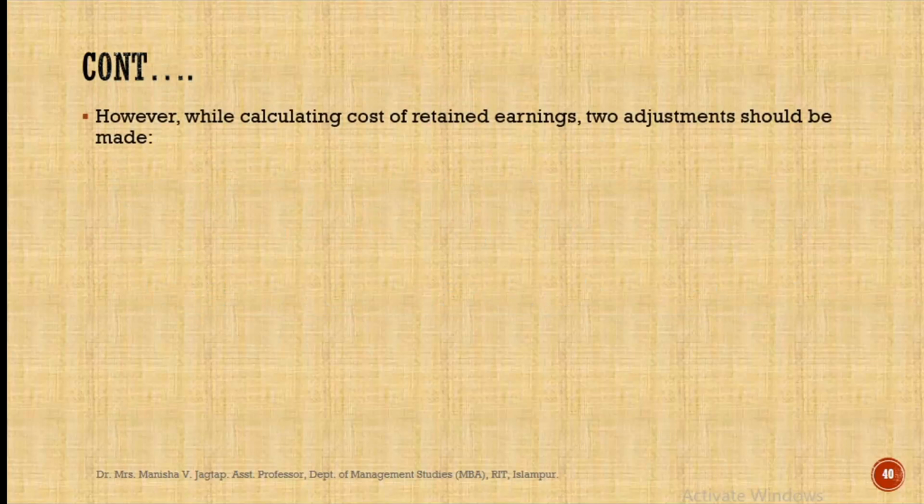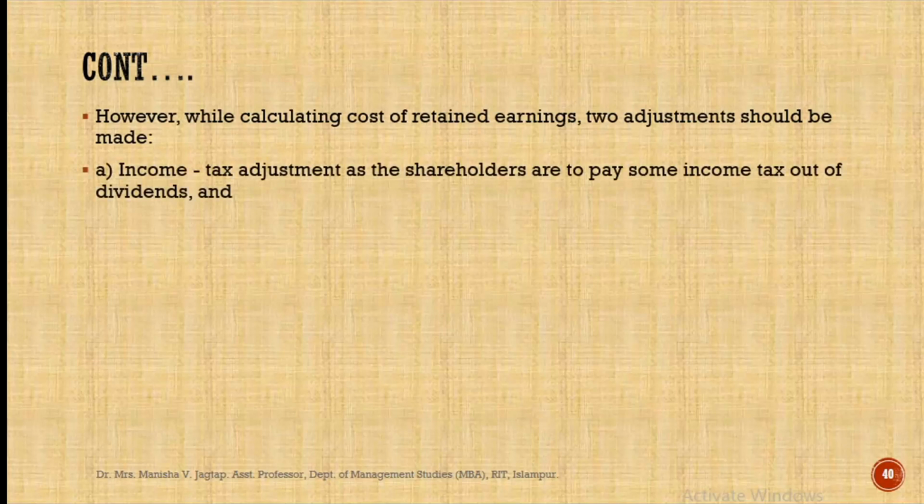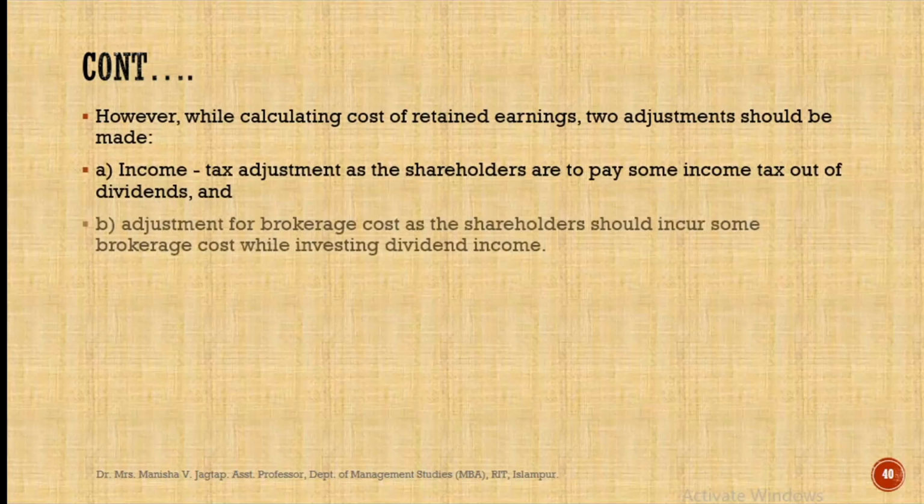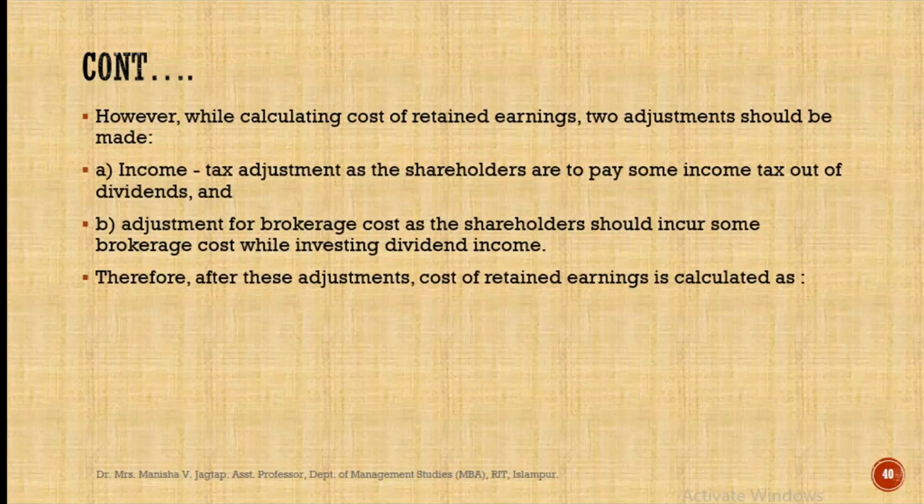However, while calculating the cost of retained earnings, two adjustments should be made. First is the income tax adjustment, as the shareholders have to pay some income tax out of dividend, and the next adjustment is concerned with brokerage cost, as the shareholders have to incur some brokerage cost while investing dividend income. After these adjustments, we compute the cost of retained earnings.